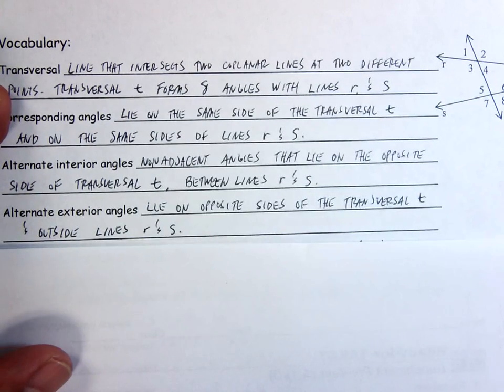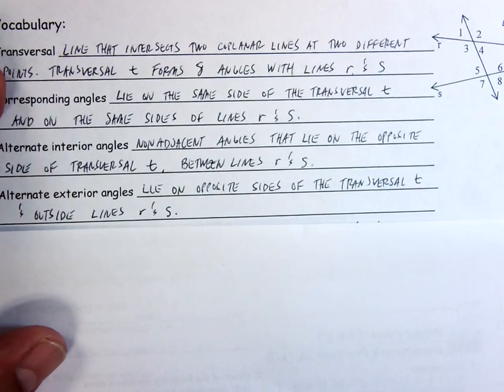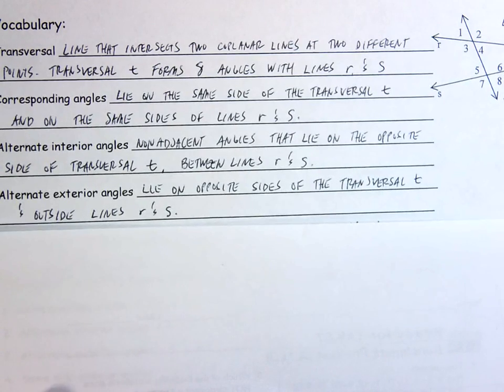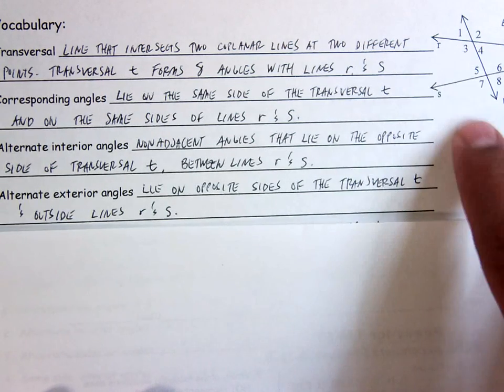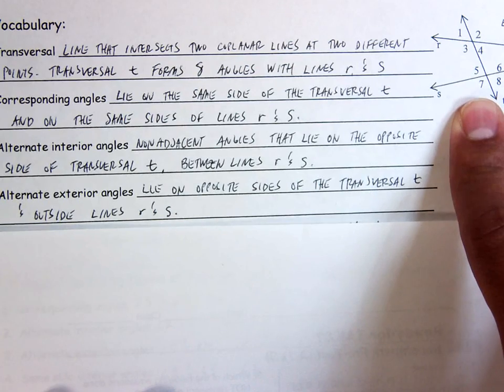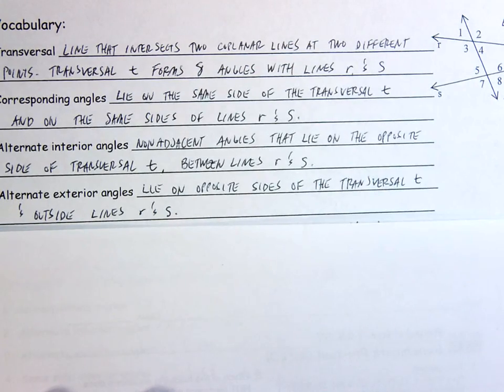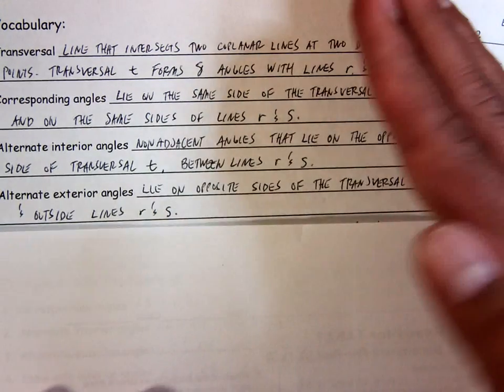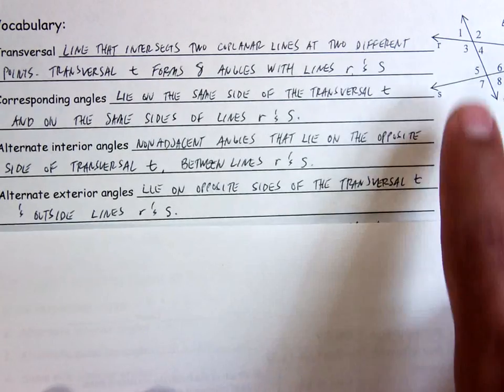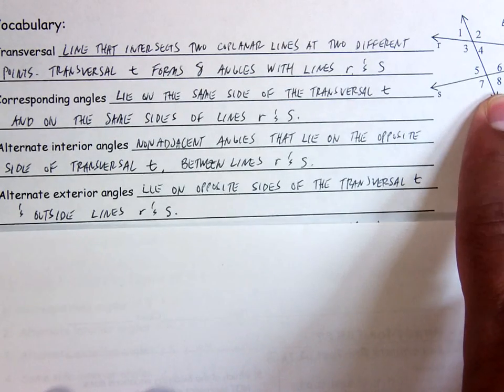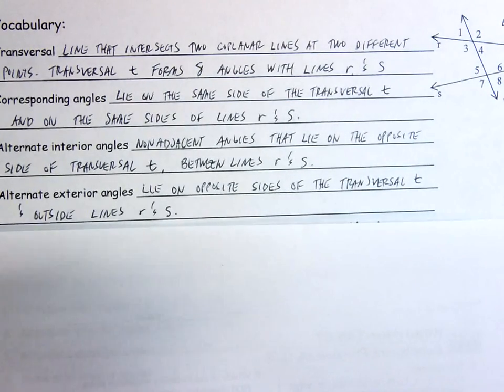Alternate exterior angles lie on opposite sides of the transversal T and outside lines R and S. So for example, angle 2 and angle 7, they are alternate exterior angles. They are on opposite sides of the transversal, and they are on the outside of lines R and S. So angle 1 and angle 8 are also alternate exterior angles.